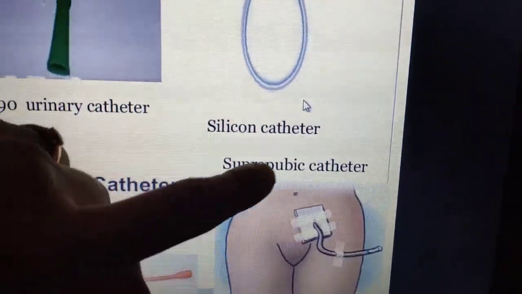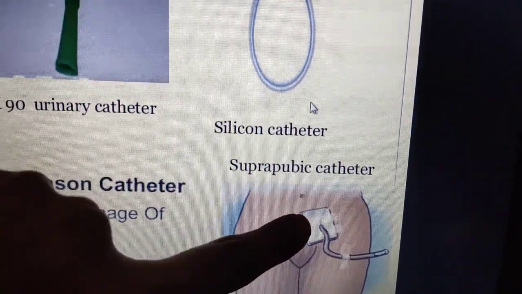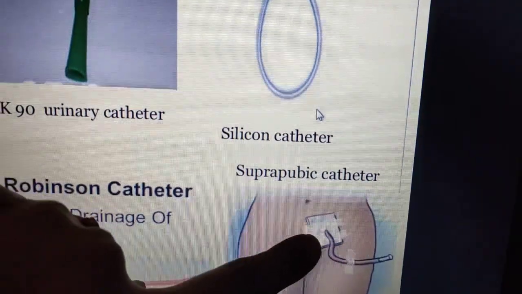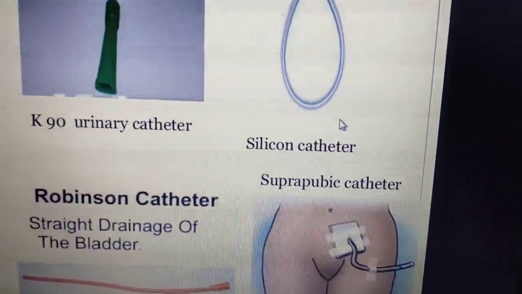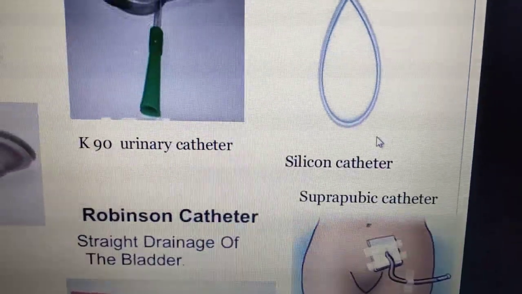This is the suprapubic catheter. See, above the pubic, this is called suprapubic. It is given from outside, directly into the bladder, that we call suprapubic catheter.